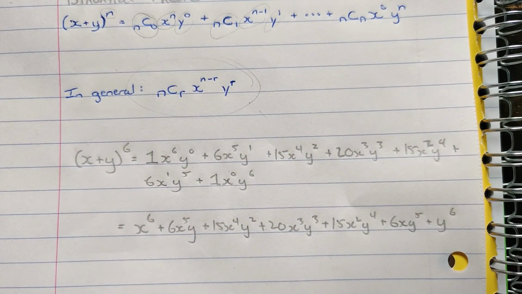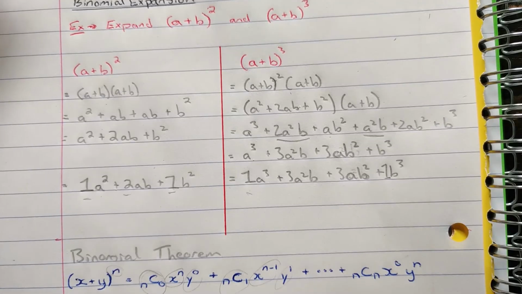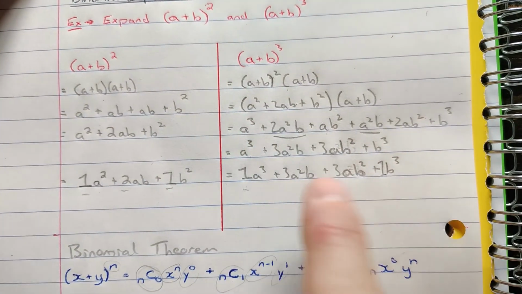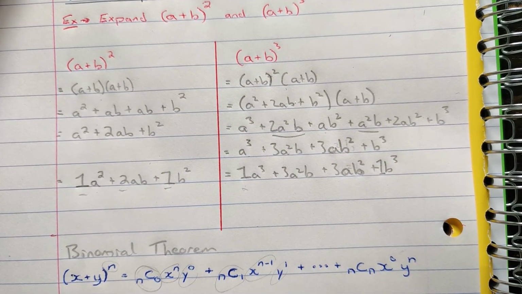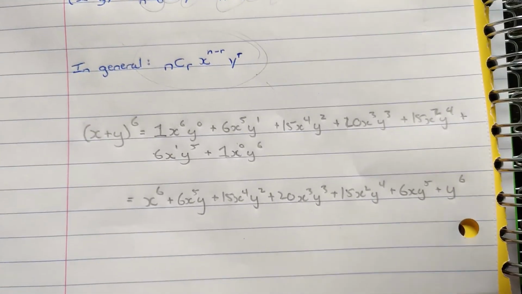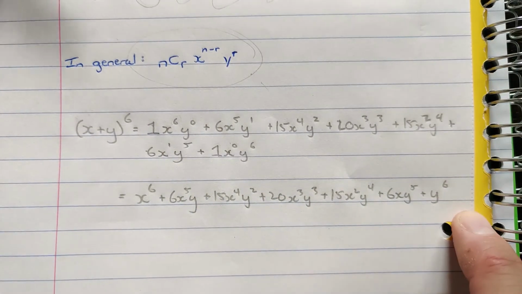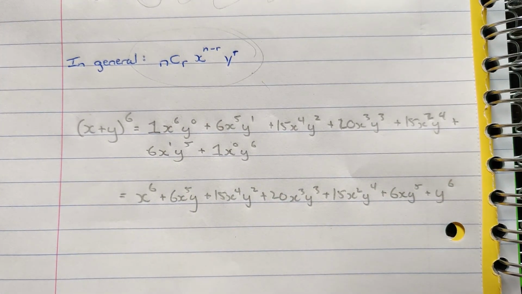So without having to do our expansions like this, and then for power 4, then power 5, power 6, we can use Pascal's triangle, the binomial theorem, to expand binomials using combinatorics. And then you can apply that in some of the questions that you'll be getting.